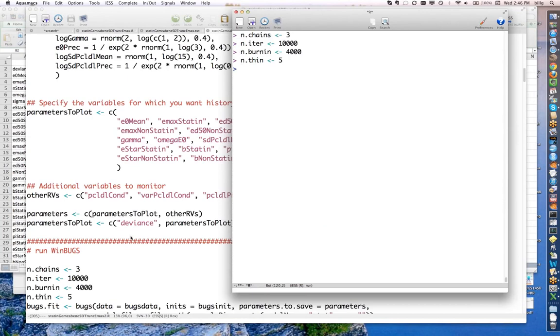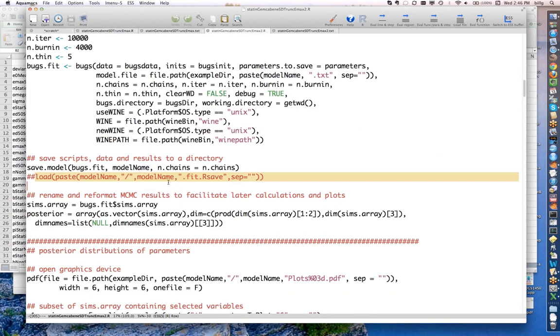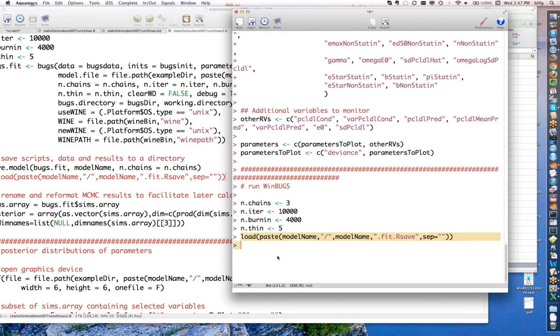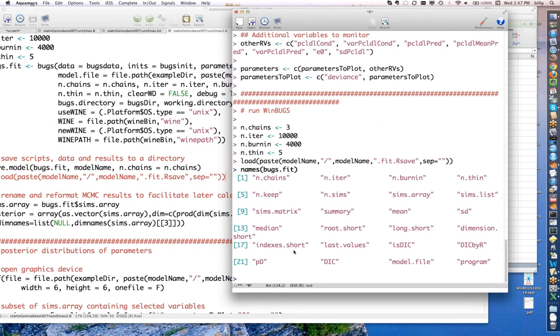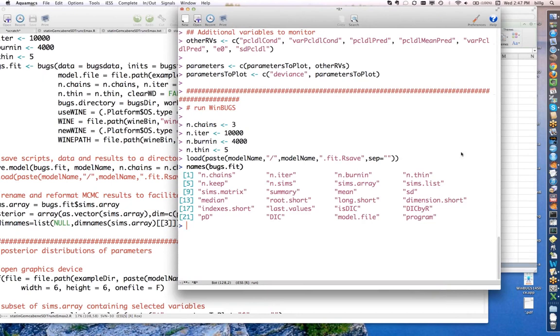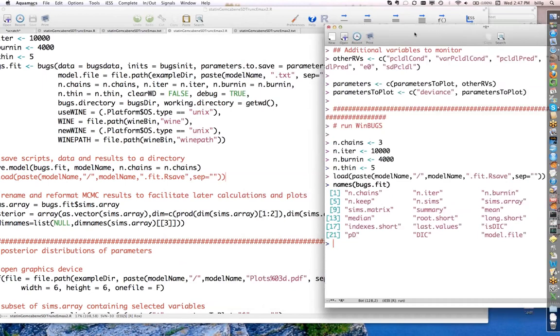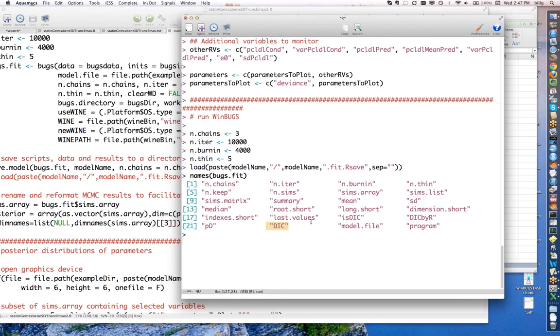The trick here is I'm not going to run bugs fit, but remember I mentioned that if you run this line right here, minus the comment components, that allows us to pull in the bugs fit object that was saved from a previous run. So assuming everything went well, we've got bugs fit. If you look at the elements inside bugs fit, here are the names of the various components. In particular, unless you've set it so that it does not calculate DIC, there will be an item called DIC. That object might be there all the time, I don't remember, but it'll be null if you told it not to calculate it.